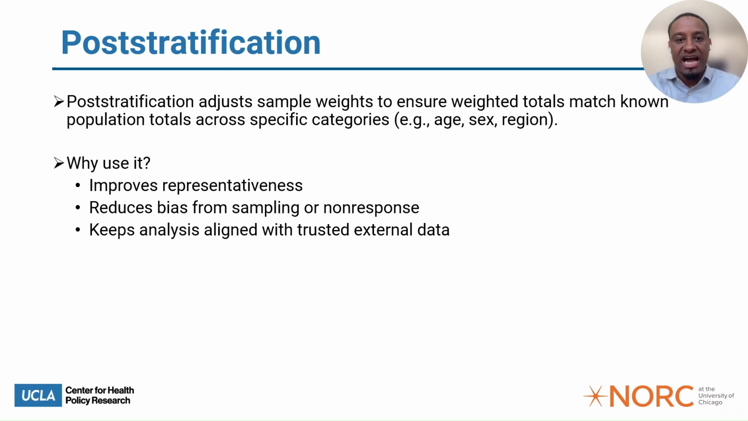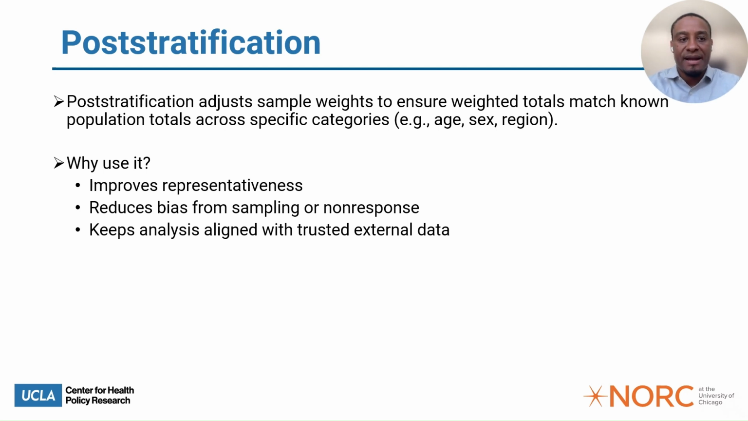These categories are formed by crossing variables of interest. For example, we may cross age, sex, and region to form cells. And within each of those cells, we will ensure that the weighted sample totals match the population totals from trusted sources, like census, for example.